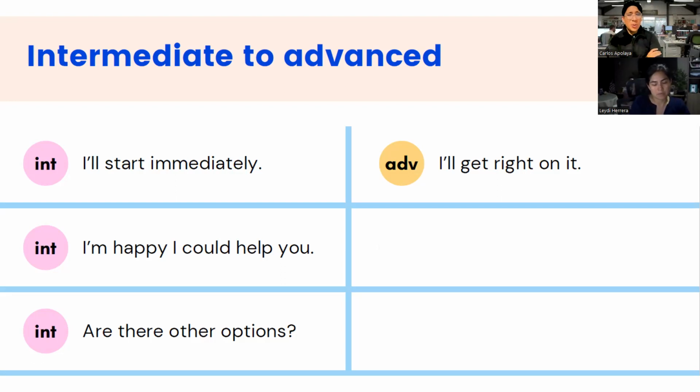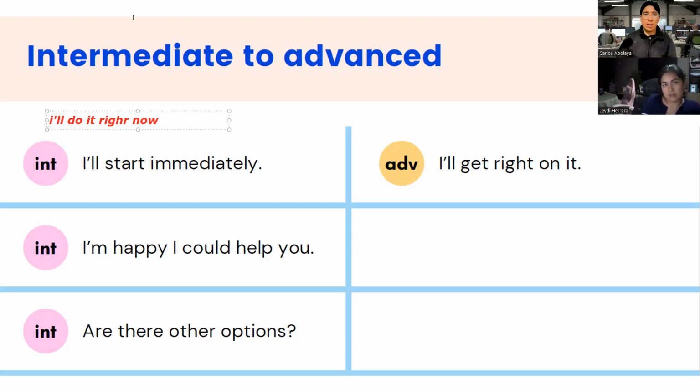En lugar de decir, I will do it right now, el más básico de todos vendría a ser este, ¿no? I'll do it right now. Y luego digo, I'll start immediately, intermediate. But then, I'll get right on it. El truco no es aprenderte qué significa cada palabra, sino el momento nada más. Por ejemplo, que signifique I'll start immediately, I'll do it right now. Oh, I'll get right on it.